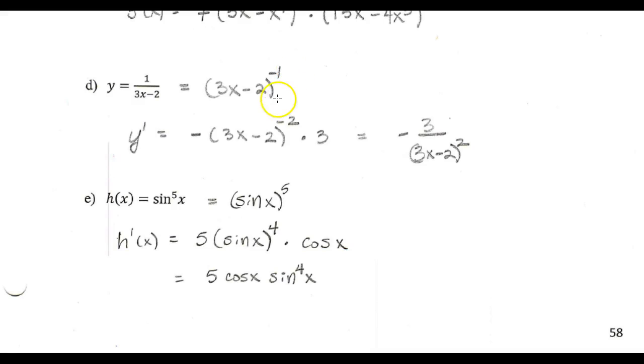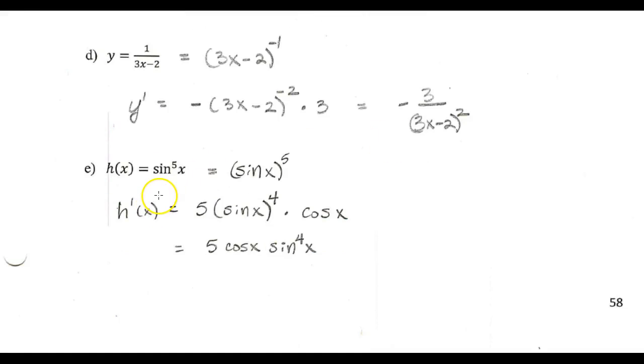Now I employ the chain rule because I have an inside function, 3x minus 2. My outside is x to the minus 1, or this quantity to the minus 1. So I take the derivative of the outside, which is minus 1, leave the inside alone, to the minus 1, or minus 2, right? I'm just using the power rule there. Times the derivative of the inside, the derivative of 3x minus 2 is just 3. So now I can put this back into the denominator with a positive 2 power, so I get minus 3 over 3x minus 2 quantity squared.